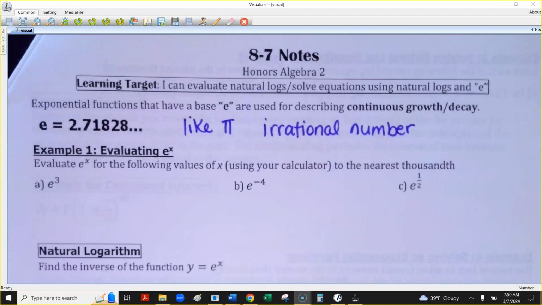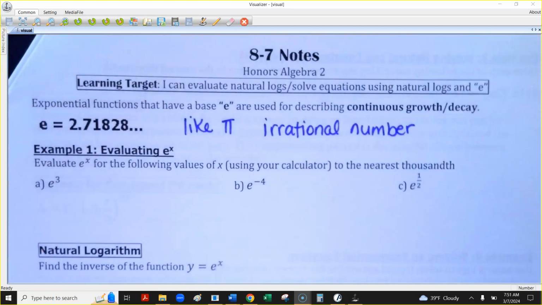So this, you can type this into your calculator. There's a button for it. It'll give you the first few decimal places, but it is an irrational number. There's a decimal that goes on forever with no pattern, cannot be written as a fraction, so we call it an irrational number. So exponential functions that have the base E is what we're going to work with today, but it's either continuous growth or decay.